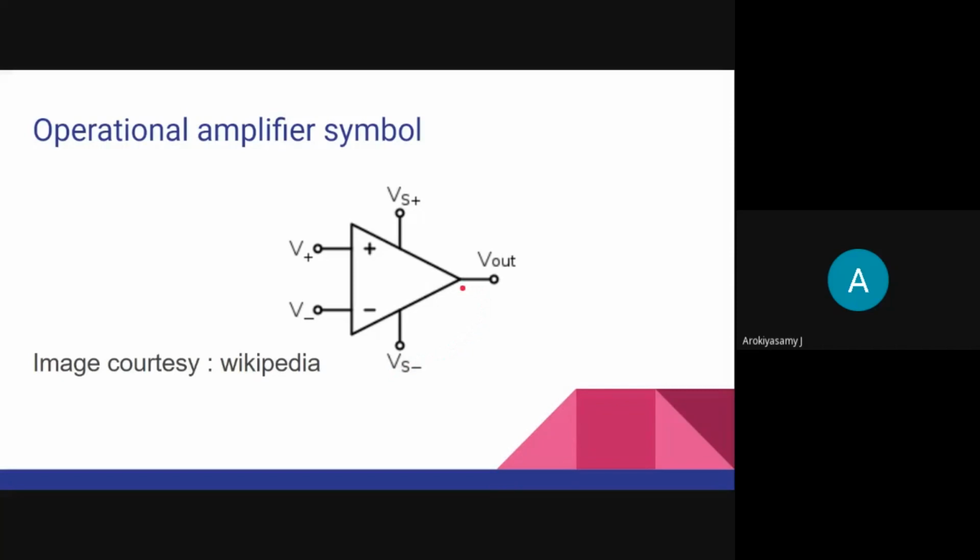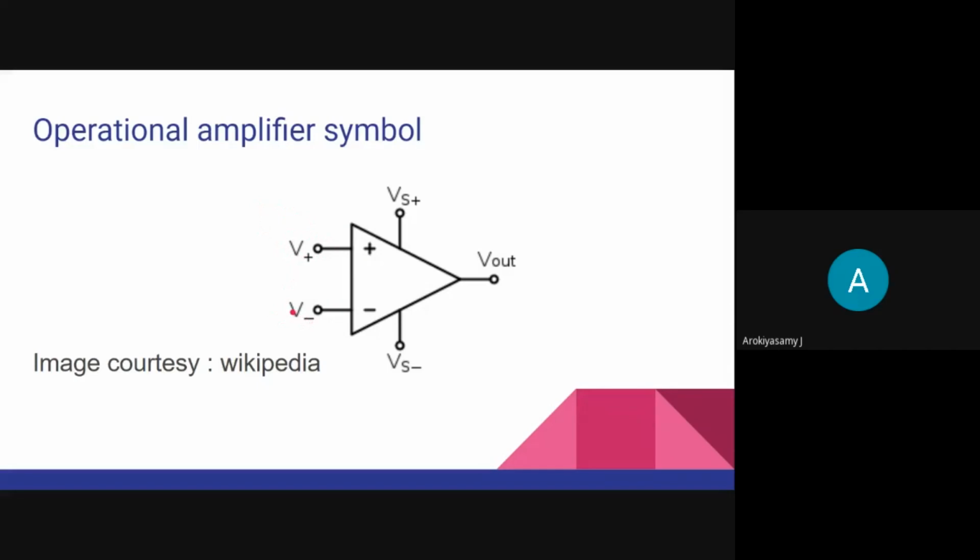And this terminal is the output terminal. It is marked as V out. This is called output voltage. So these are the basic terminals of the operational amplifier. There are also other terminals that we will see later. So these are important terminals. There are two inputs, inverting input and non-inverting input.